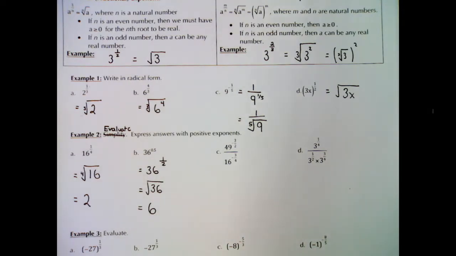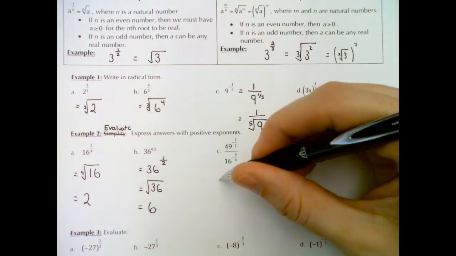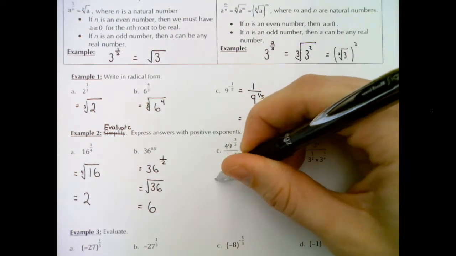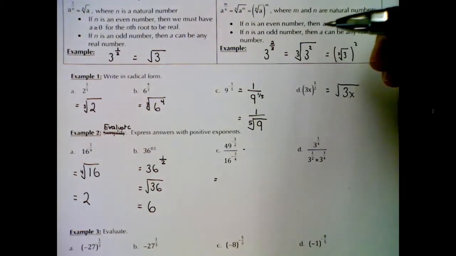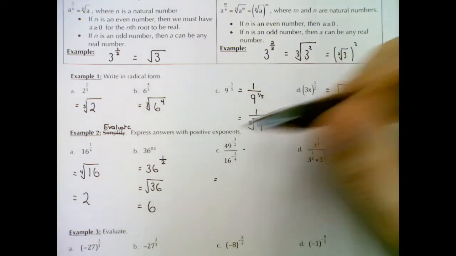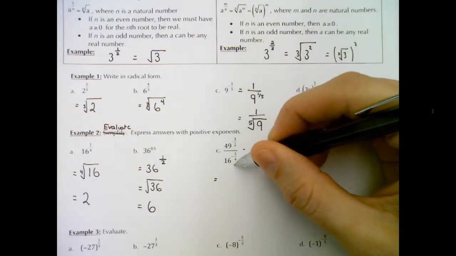C and D are a little bit more complicated. C has 2 negative exponents. So my first step, I'm actually going to do it right here. My first step is I'm going to use negative exponent rules to rewrite this with positive exponents. So if it has a negative exponent, we flip it to the bottom and make it positive.